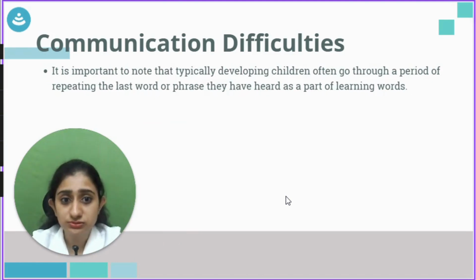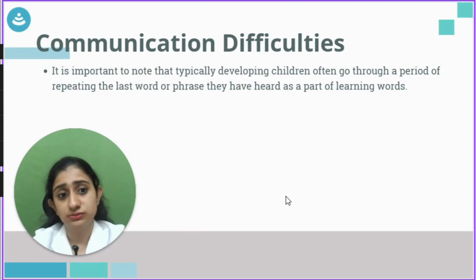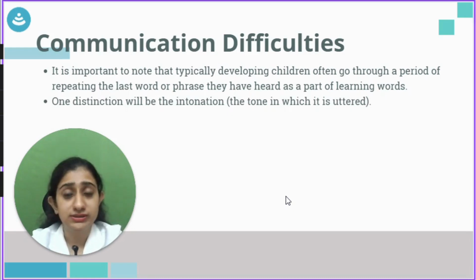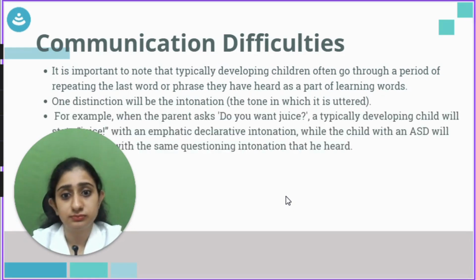So it is important to note that typically developing children also often go through a period of repeating the last word or phrase they've heard as a part of learning words. But here, one distinction will be the intonation. For example, when the parents ask, "Do you want juice?" a typically developing child will say juice. So here the intonation will be different, like an emphatic declarative intonation, while the child with autism may repeat back exactly the same way as it was told, in the same intonation.